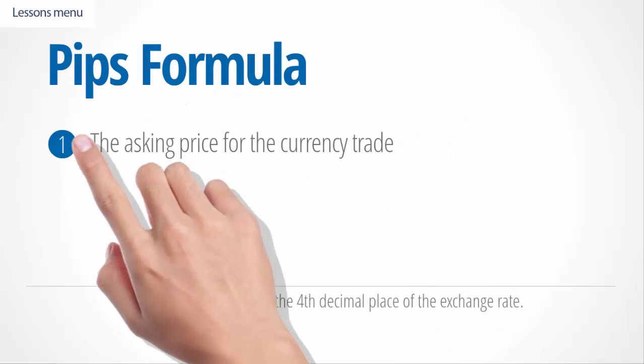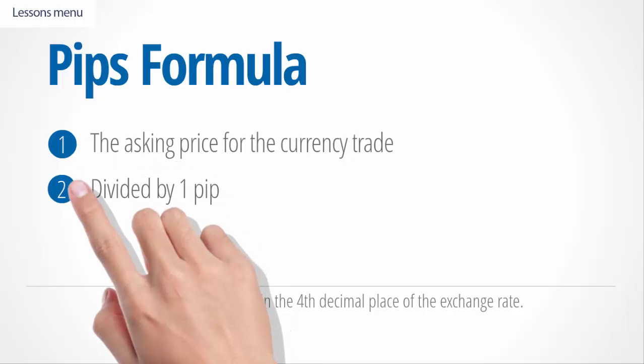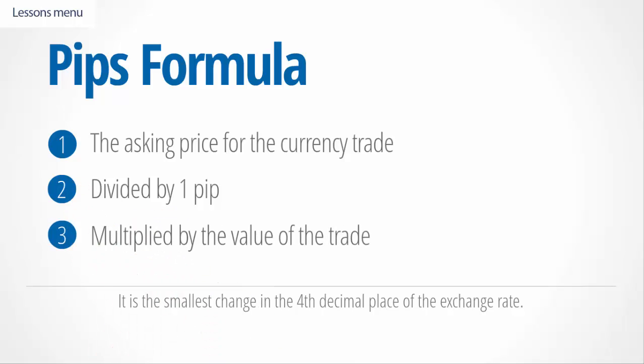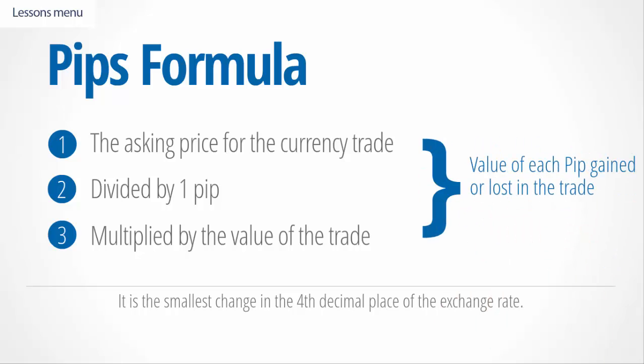1. The asking price for the currency trade. 2. Divided by 1 pip. 3. Multiplied by the value of the trade. This will tell you the value of each pip gained or lost in the trade.